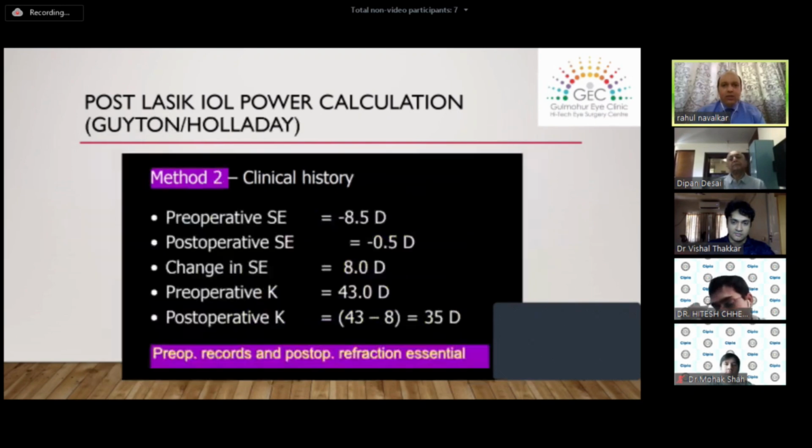The second method, you can go with a clinical history method. But for this, as you can see, pre-operative records and post-operative refraction is very essential. In post-LASIK, refraction is very essential to get.